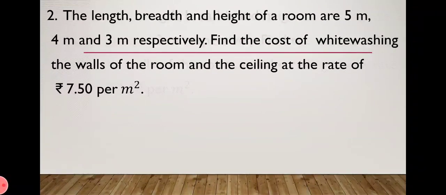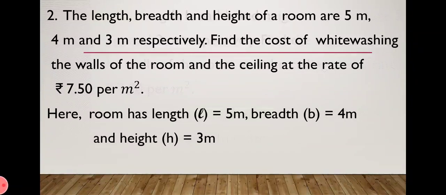The length, breadth and height of a room are 5 meter, 4 meter and 3 meter respectively. Find the cost of whitewashing the walls of the room and the ceiling at the rate of rupees 7.50 per meter square. Again, you can see according to the question, room's height, length and breadth is given, and we have to find the cost for whitewashing the 4 walls and the ceiling of the room.